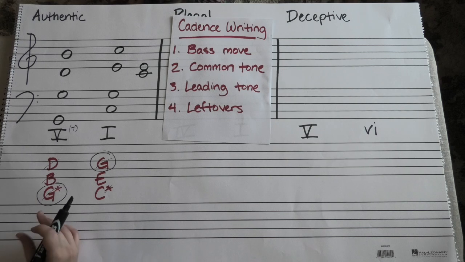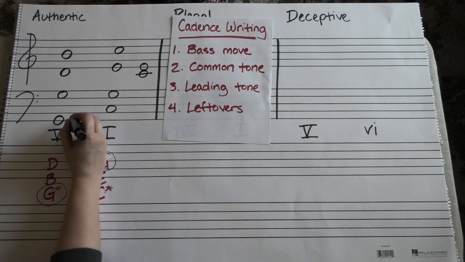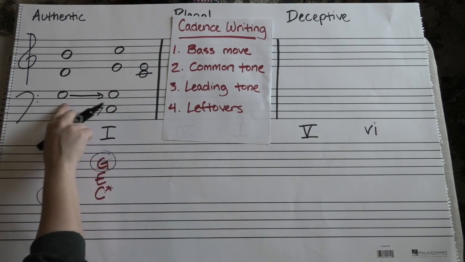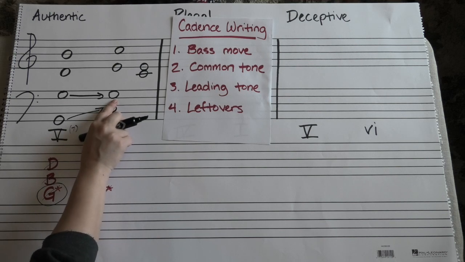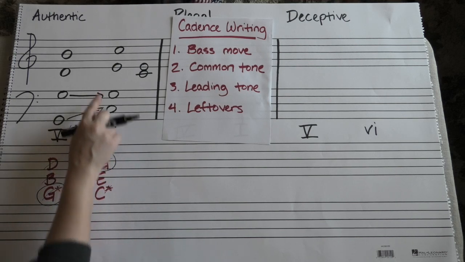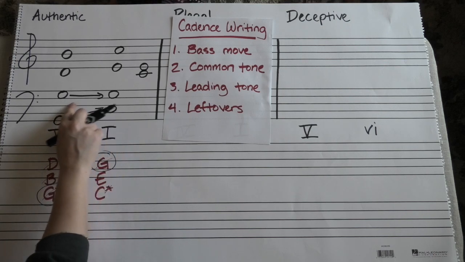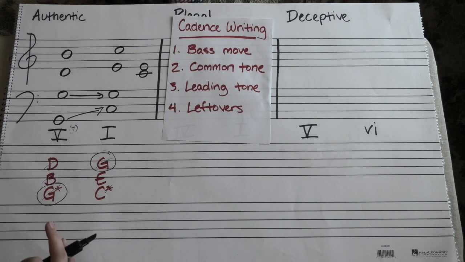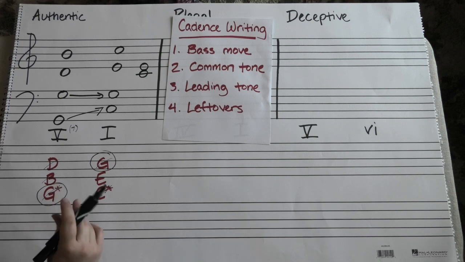So like I said, there's lots of options, but if you start with your bass move and then do your common tone, the common tone does not have to be in the tenor line, by the way. It could be anywhere. It just happened that we built bottom up this time. But you start with your bass line, do your common tone, and then you look for your leading tone. Now, we did this naturally, but I'm just going to show you what I mean by this.